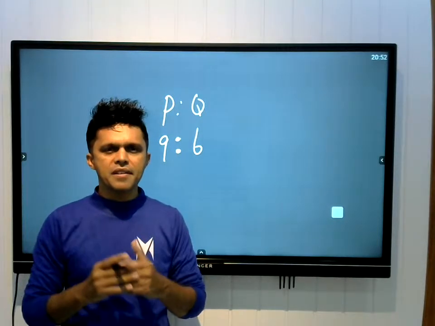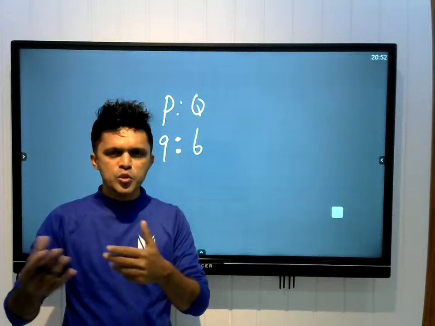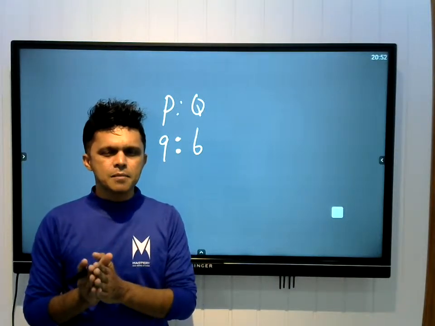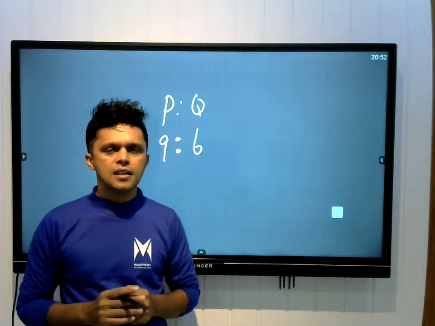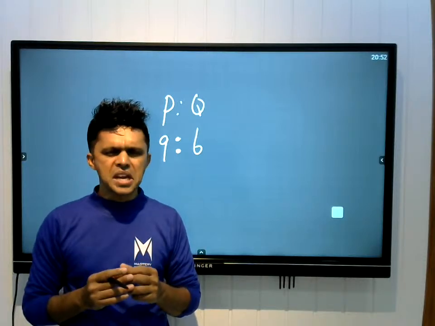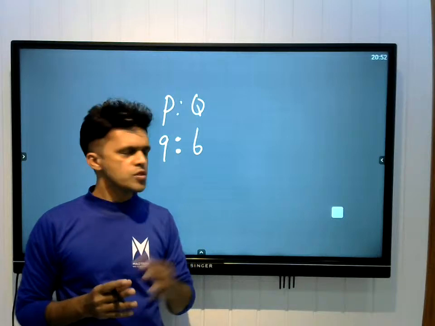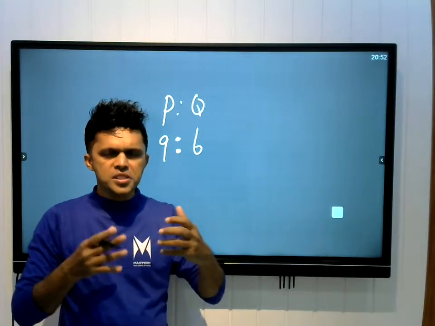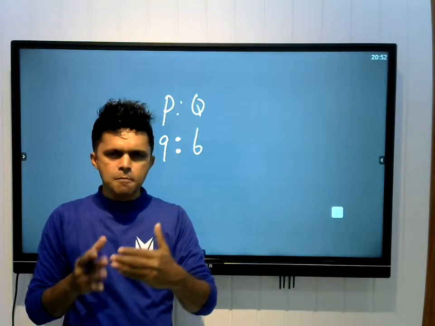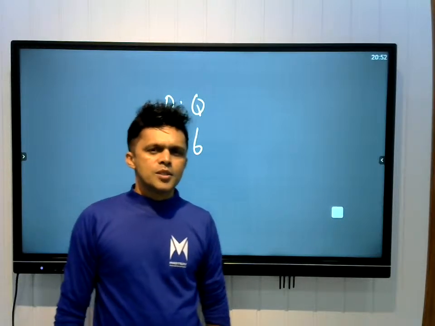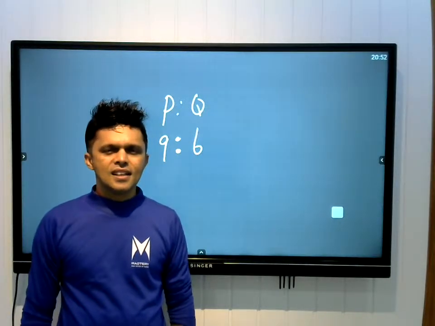Yes, this ratio can be written in the simplest form. How can you do it? You need to select a certain number which is divisible by 9 and 6. Yes, can you select 2? It's not possible. 9 is not a multiple of 2. 6 is a multiple of 2, but the selected number should be divisible by both 9 and 6. So how can you do this?